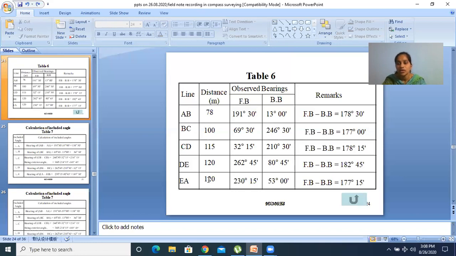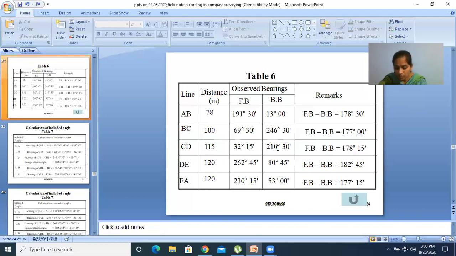Then you can use the included angle method. I already explained. So there are two methods to do the correction for local attraction. One is the included angle method and another one is the direct method. So in this type of case, where there is no line which has exactly 180 degrees, it means there are no stations free from local attraction. At that time, you have to use the included angle method.